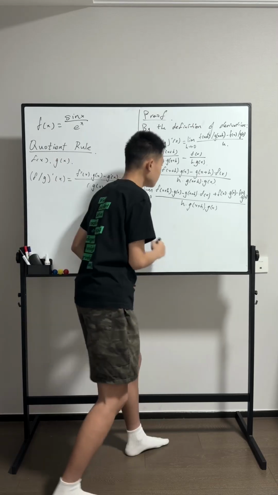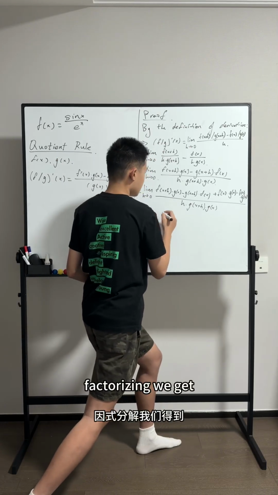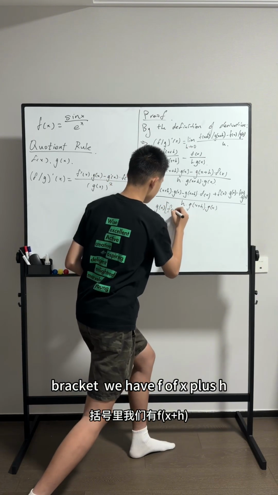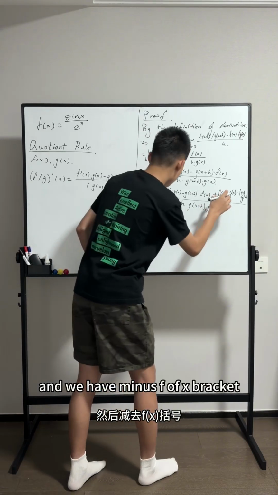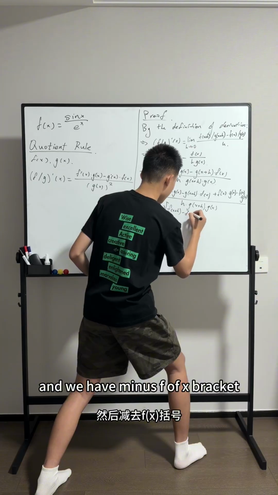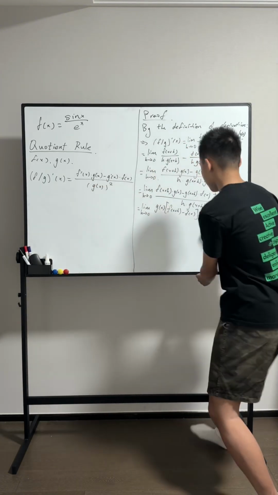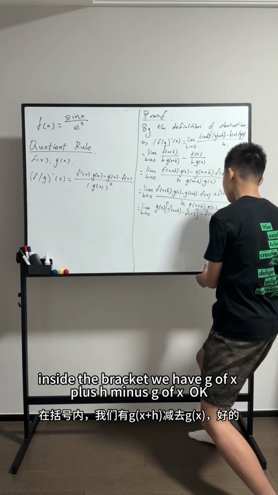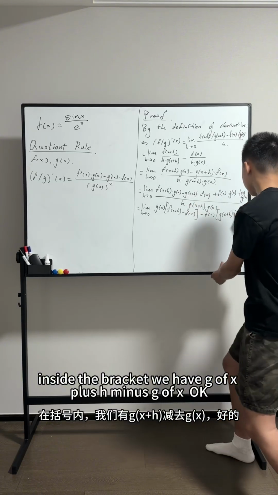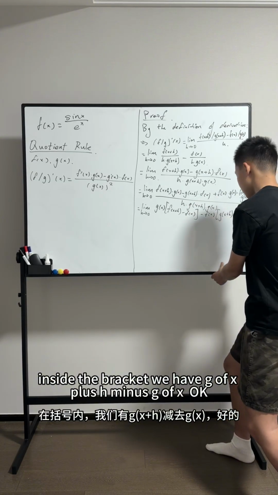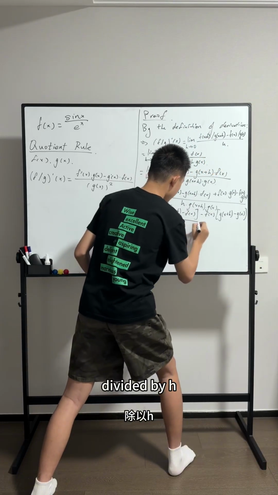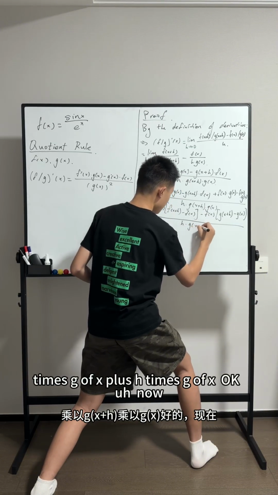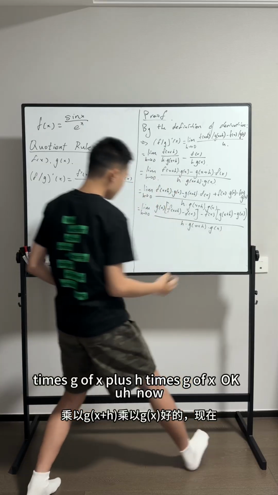So factorizing, we get g of x bracket, we have f of x plus h minus f of x, and then minus f of x bracket, inside the bracket we have g of x plus h minus g of x, divided by h times g of x plus h times g of x.